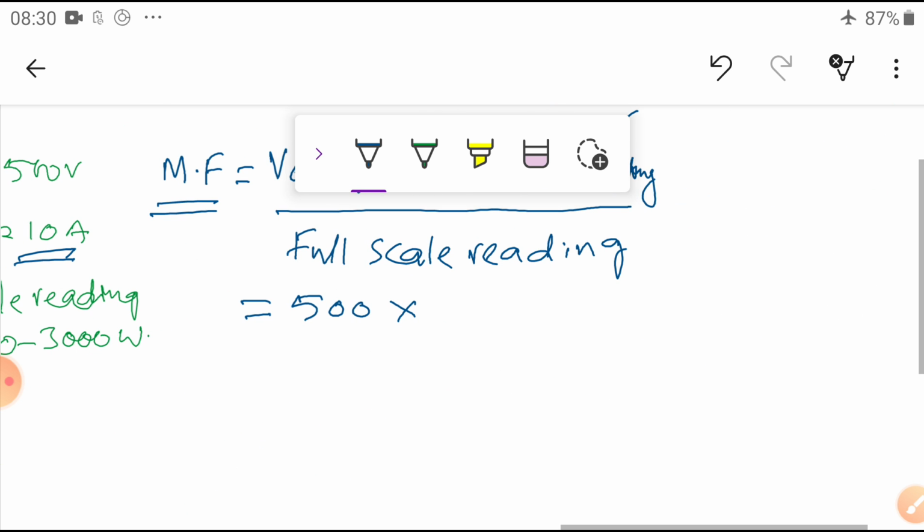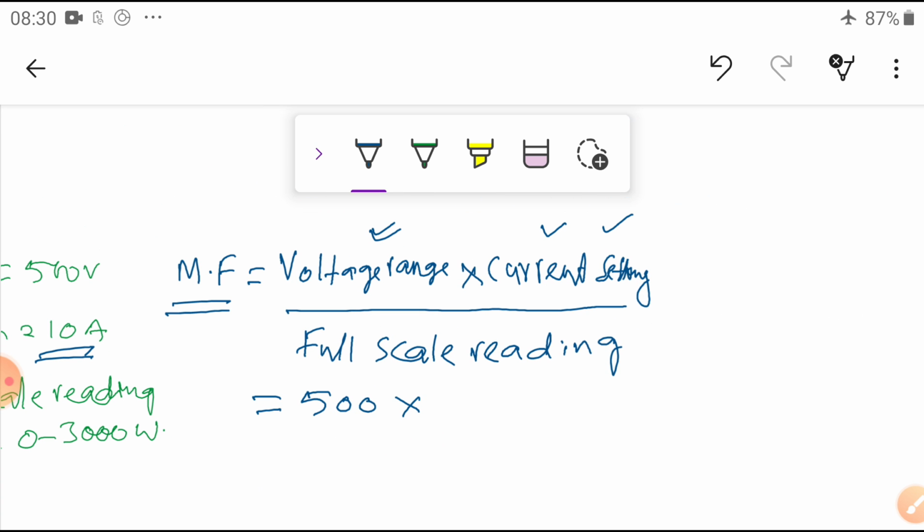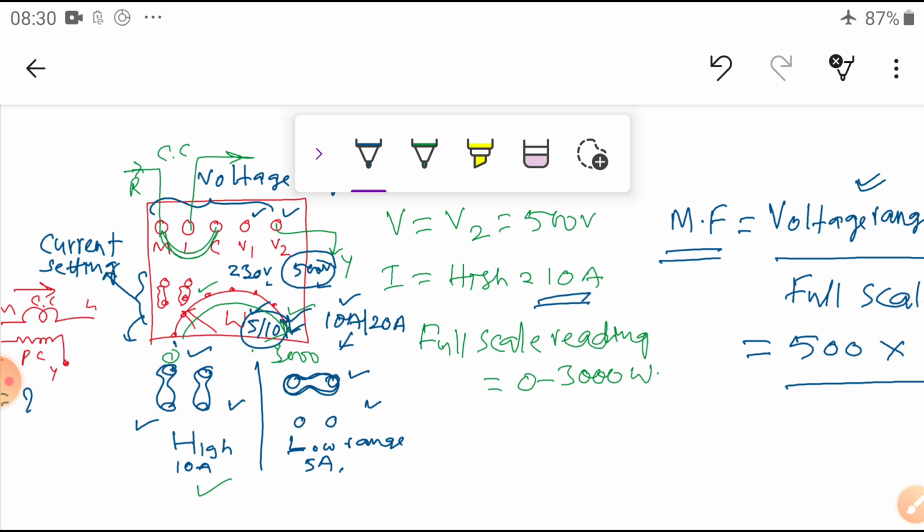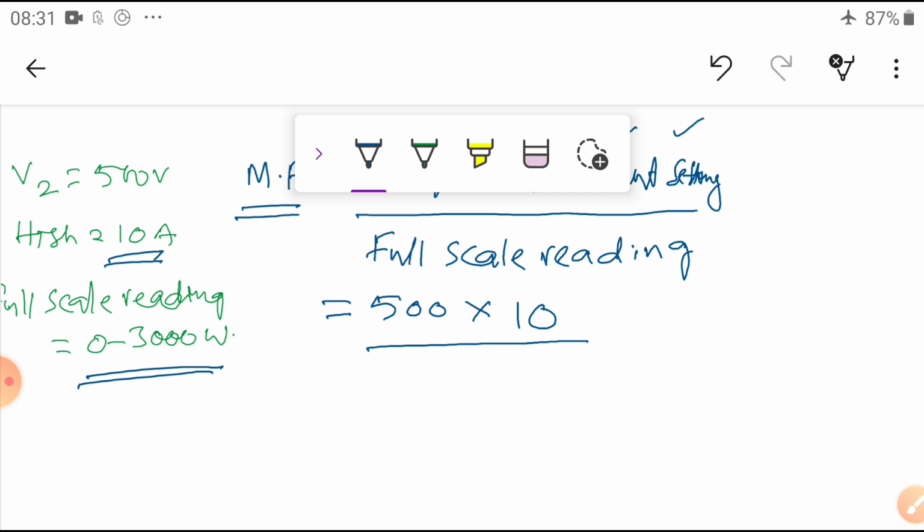I can take this current. The current setting is what I set, 10 amperes, divided by full scale reading. What is the maximum reading from 0 to this reading? This is 3000 watts. I can give the full scale reading as the 3000 value. So, this is the MF. Now simply, what is the value? 5 by 3. So, this is the MF.